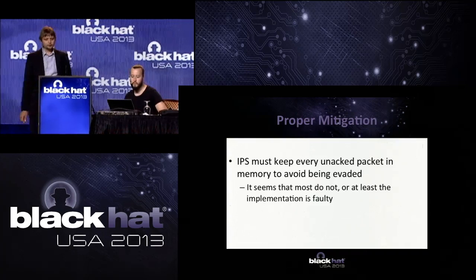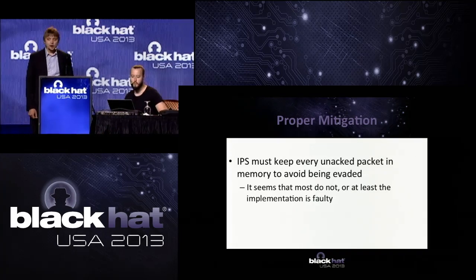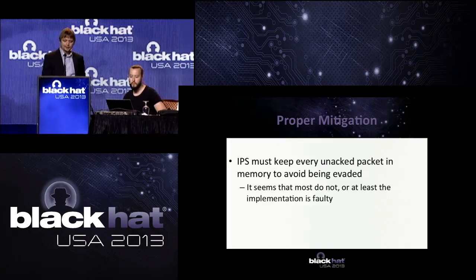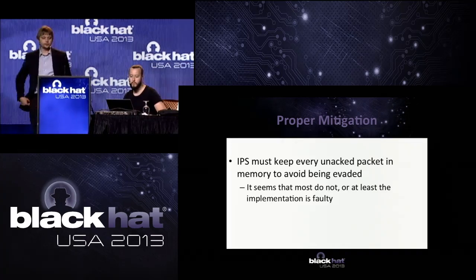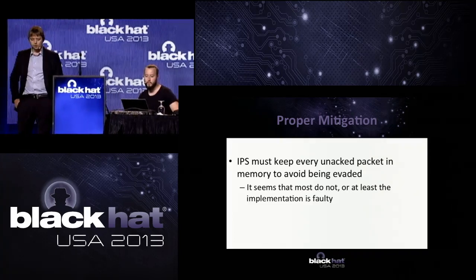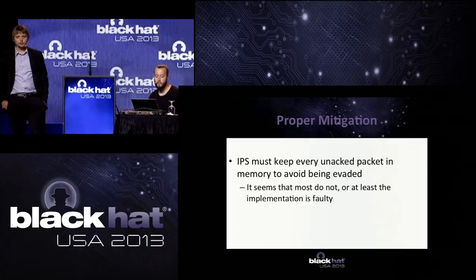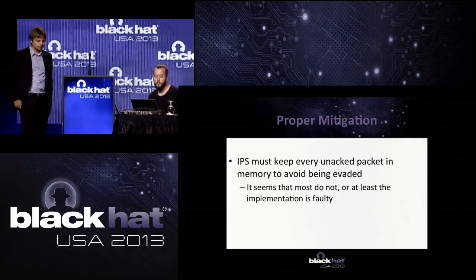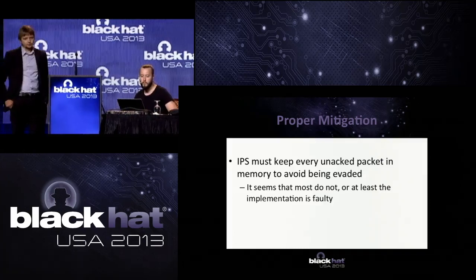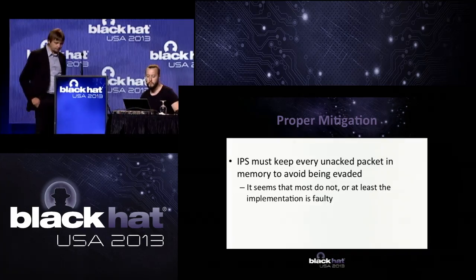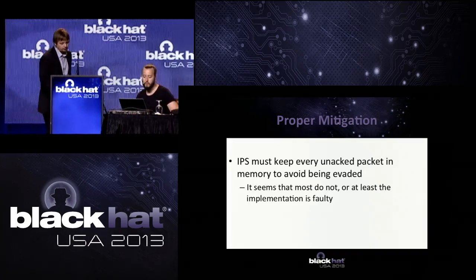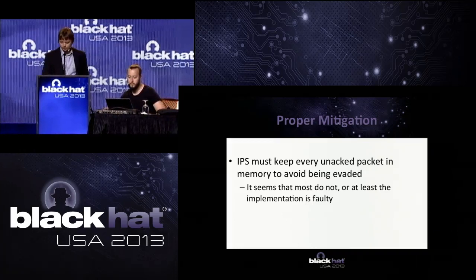For proper mitigation, the IPS must keep every unacked packet in memory to avoid being evaded. It seems that most IPS systems don't hold all the in-flight TCP segments in memory. There might be some internal buffer that can be overflown, and then it starts to forget some of the previous segments, and then the TCP reassembly simply fails.